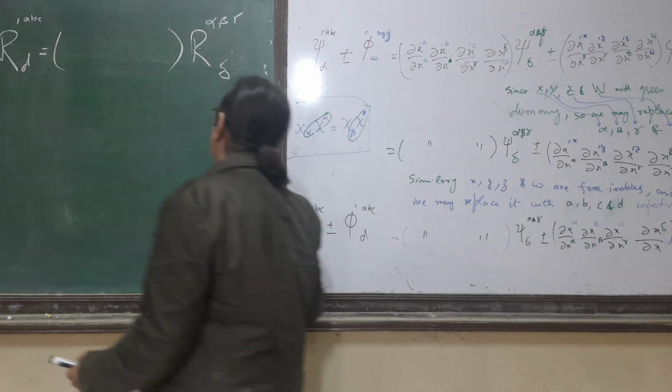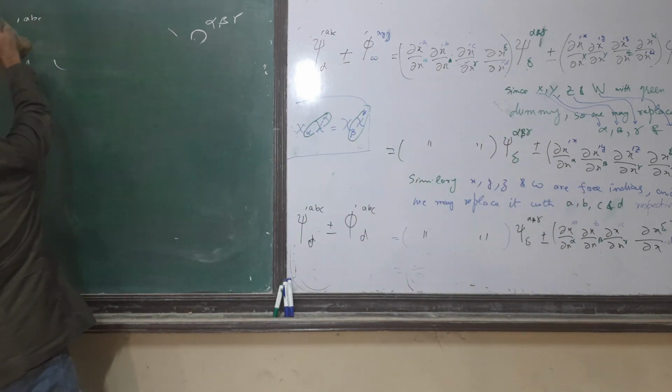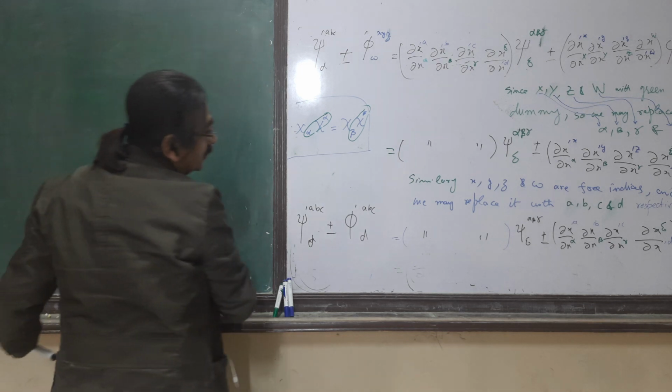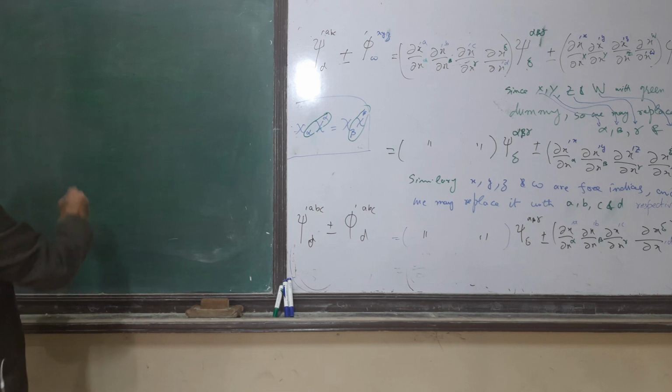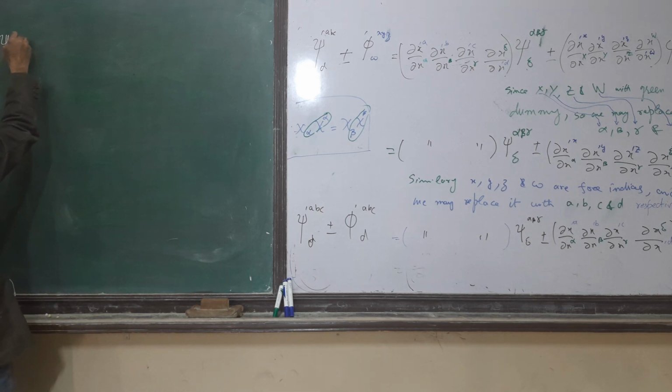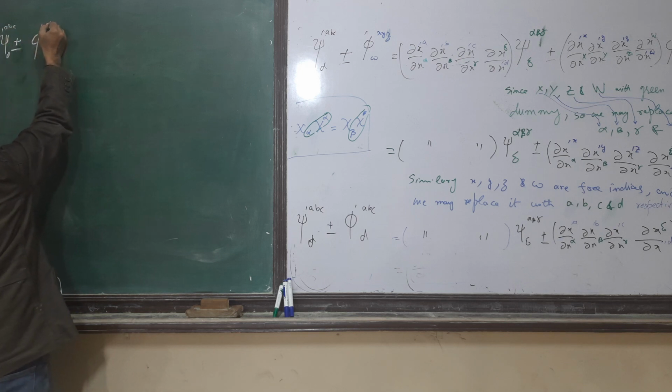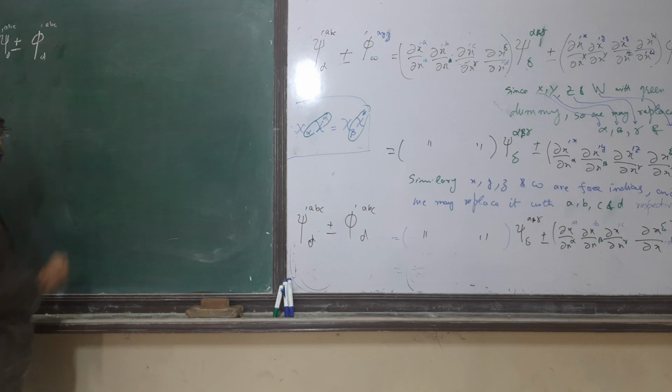I think there is less space there, so let me tell you again, understand it again. You have psi plus minus phi, yes. Okay, A, B, C, and D, yes.